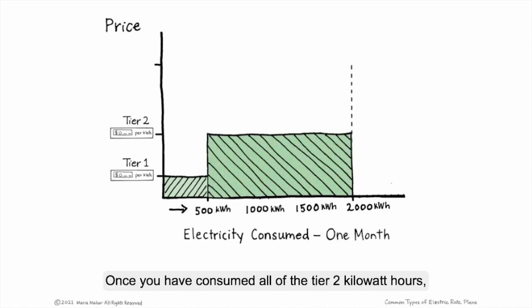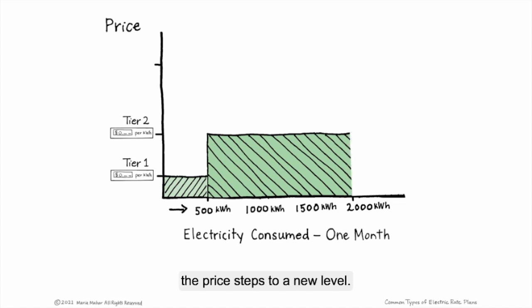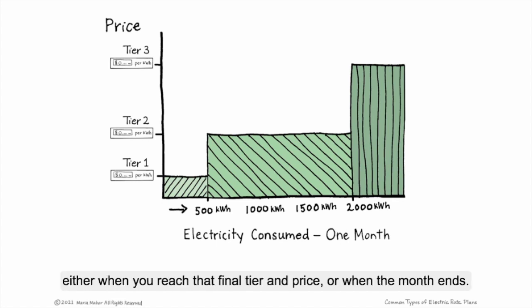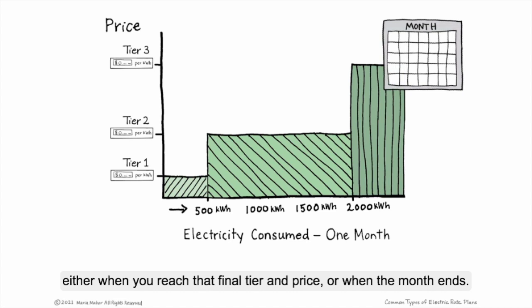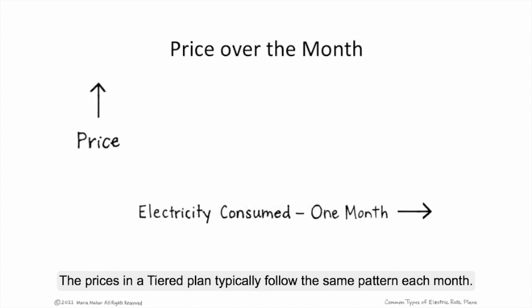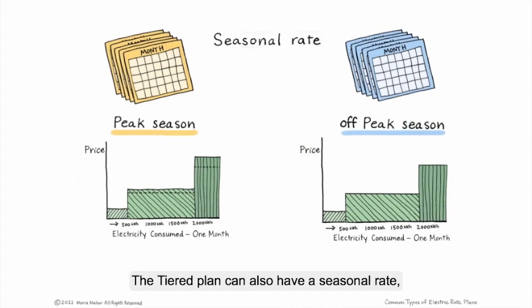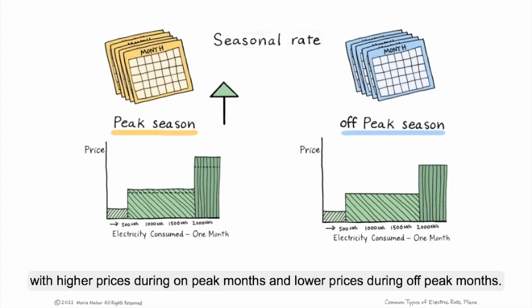Once you've consumed all of the Tier 2 kilowatt hours, the price steps to a new level. I'll call that Tier 3. Since Tier 3 does not have a set amount assigned, any kilowatt hours you consume beyond your Tier 2 allotment will be priced at Tier 3. The process of stepping to the next price level ends either when you reach that final tier and price or when the month ends. The prices in a tiered plan typically follow the same pattern each month, and each month you start over with Tier 1, Tier 2, etc. The tiered plan can also have a seasonal rate with higher prices during on-peak months and lower prices during off-peak months.